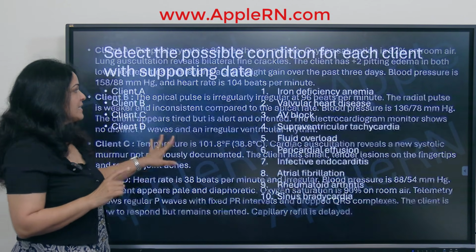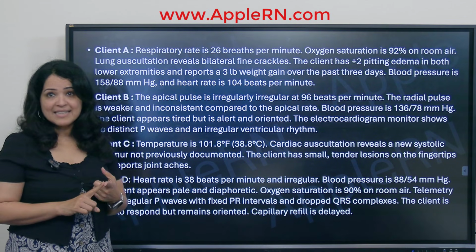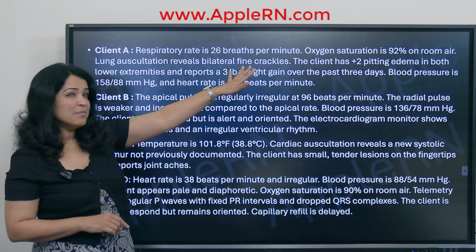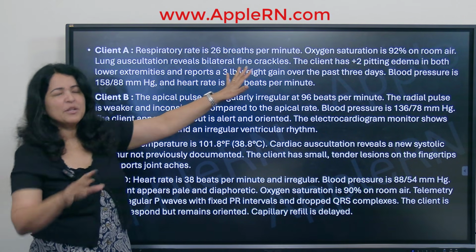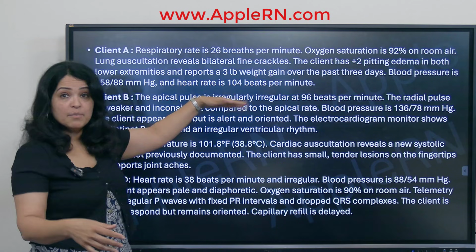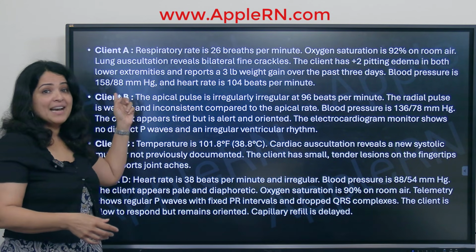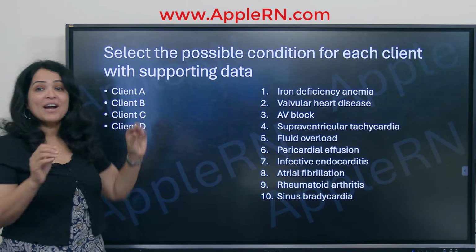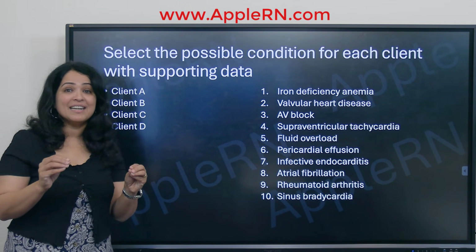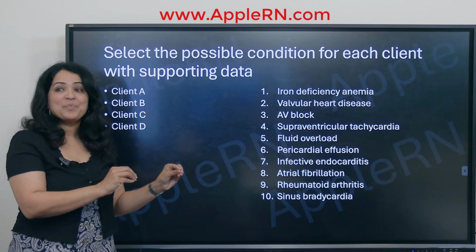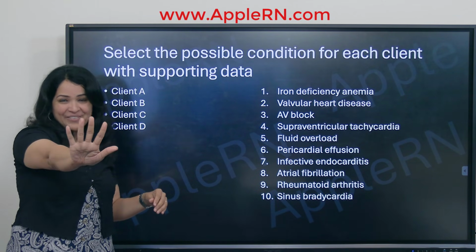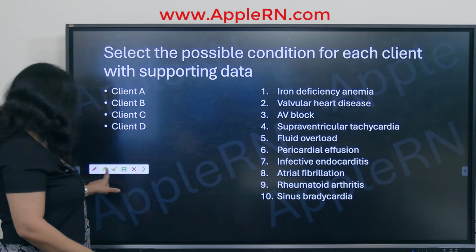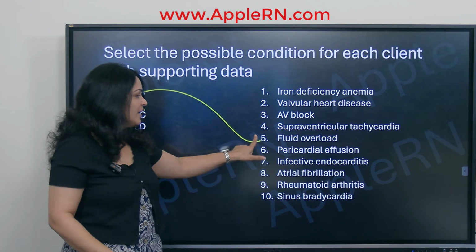We know it's a CHF patient. We know it's an exacerbation. We know there are crackles. We know there is edema. We know there is a 3-pound weight gain. We know that he has tachycardia and hypertension. Yes, what is the best thing out of here which I can think about? That's going to be the 5th one. I would say client A is having fluid overload, right?